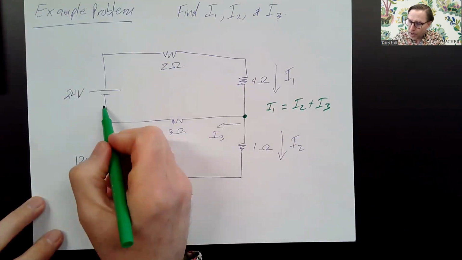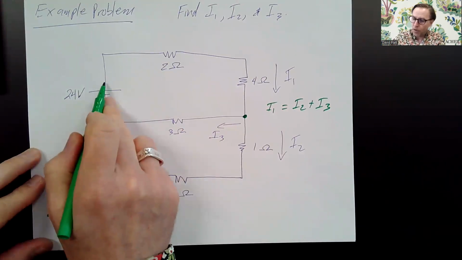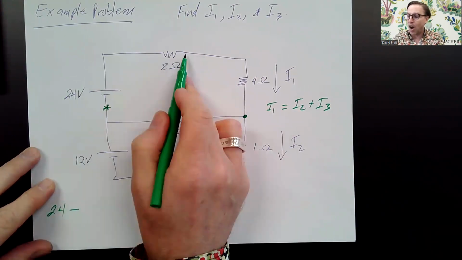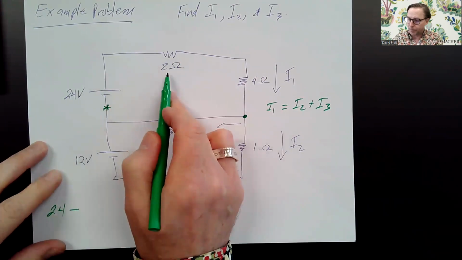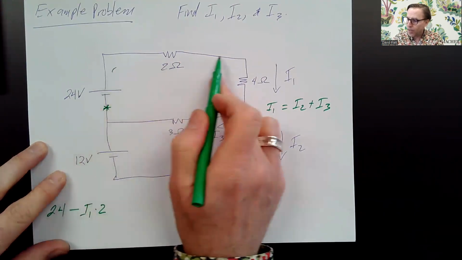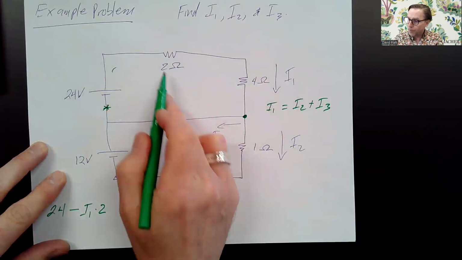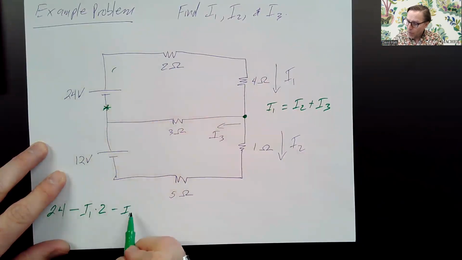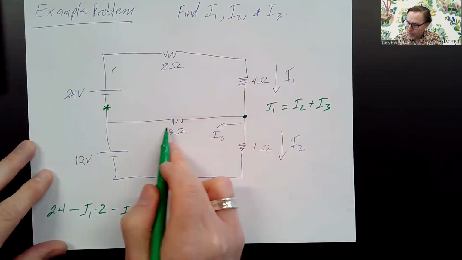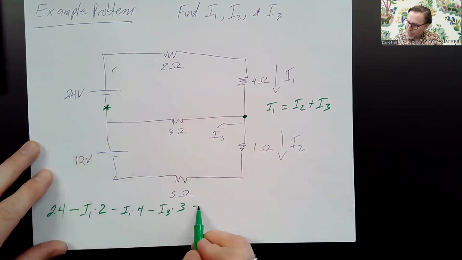So let's write that. I'm going to start here, and I'm going to say 24, because I add 24 volts, minus V, the potential difference, equals IR. I, the current through, R, the resistance. So I'm going to write I1 times 2. This current is I1. All of this is I1 times 2 minus I1 times 4. And then I'm making this loop, so I'm going to say minus I3 times 3. And I get back where I started, so I say equals 0.